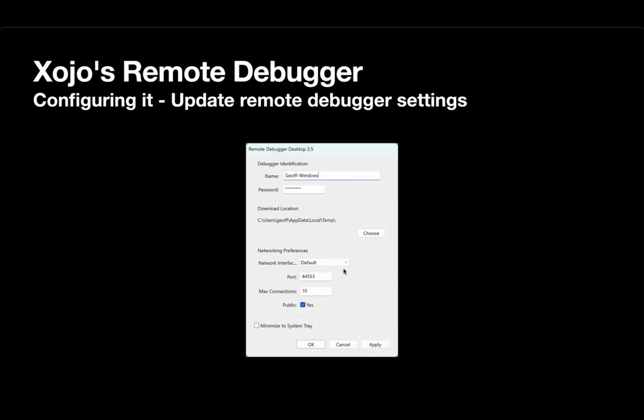Now, usually for network preferences, you don't need to touch this. The network interface is in case you have multiple interface cards in your computer and you want to use one specifically. The port is the port we normally use, but if you need to change that, you can. Max connections is how many apps can connect to a single remote debugger at once. I've never had a need to change that. I don't think you will either. Public is whether or not you want it discoverable by the IDE. And you'll see in a minute how we set it up in the IDE when I do the demo. And then once you've set those simple things, you click OK. Again, most of this is just setting the name and the password. That's usually all you need to do.